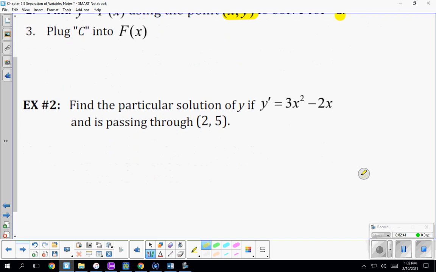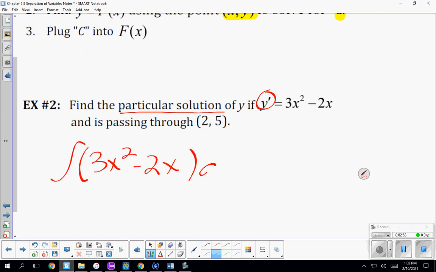Here, this is exactly the same as what we've been doing all year. We're given a derivative. To find that solution, we need to integrate. We're going to integrate 3x squared minus 2x with respect to x. When we're done integrating, we will have plus c. Here we'll get x cubed minus x squared plus c. They are calling this y, so I know that's equal to y.